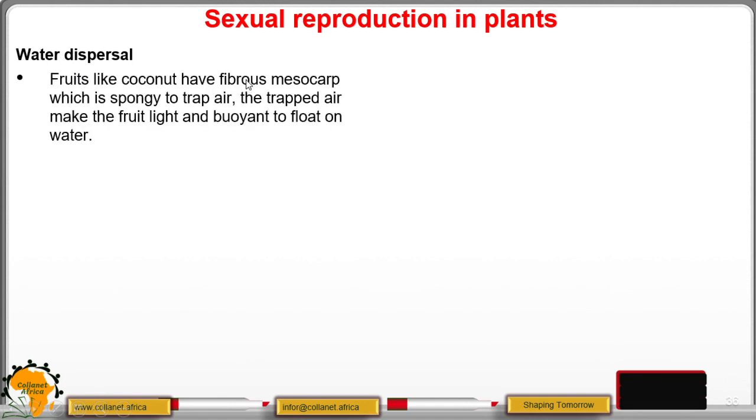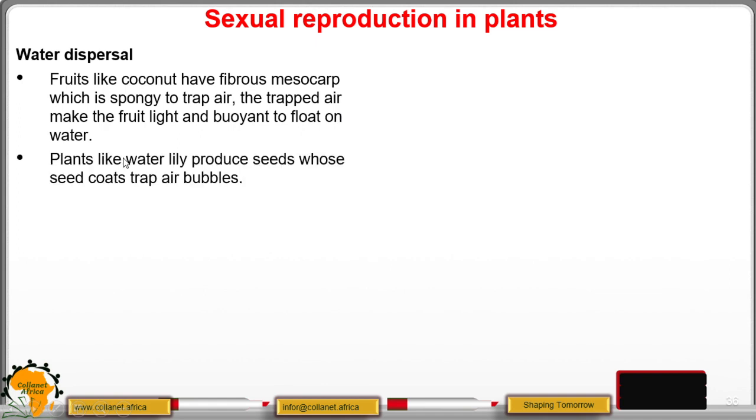Fruits like coconut have a fibrous mesocarp, which is spongy to trap air. When it is spongy, there are air spaces that trap air, and they make the fruit light and buoyant, so that it can float on water. Such plants which have fibrous mesocarp include the coconut. We have seen the coconut floating on water, so that water currents can carry it far away from the parent plant.